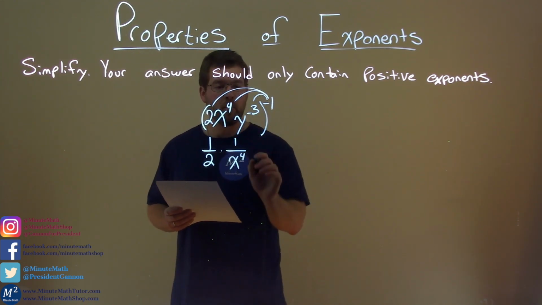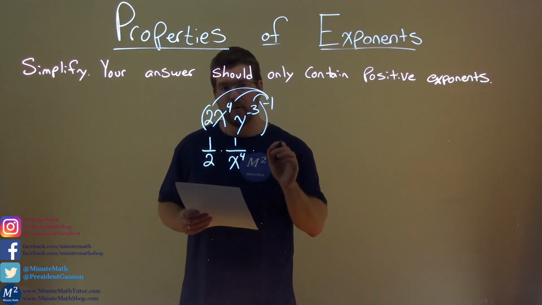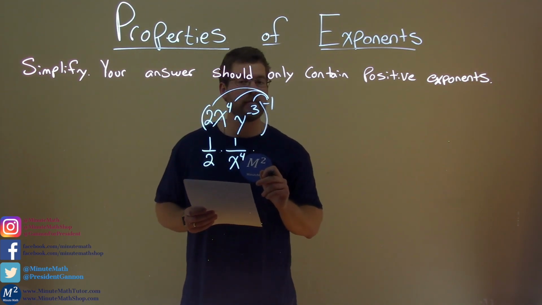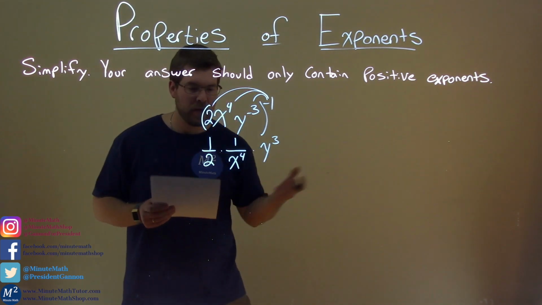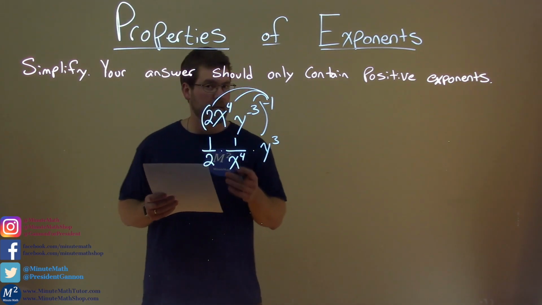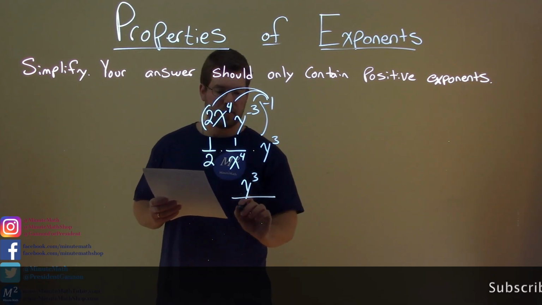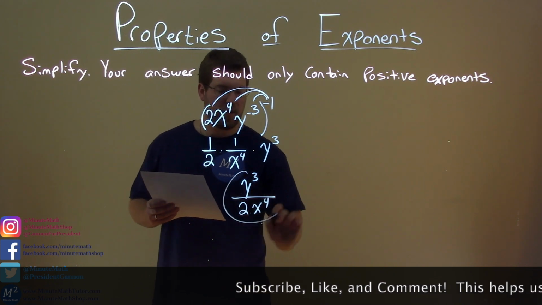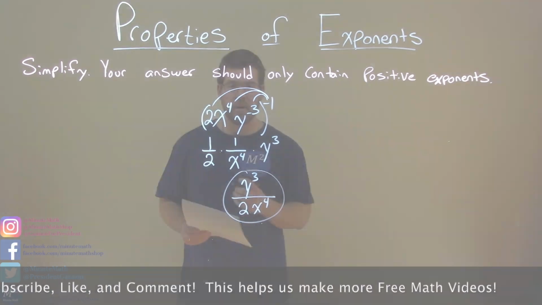Do the same thing with the y's. y to the negative 3rd, all to the negative 1 power. Multiply the exponents. Negative 3 times negative 1 is a positive 3. So we have y to the positive 3 power here. We now can combine this to be one big fraction. y to the 3rd stays in the numerator, and the denominator is 2x to the 4th, and that's it. We have our final answer, y to the 3rd over 2x to the 4th power.